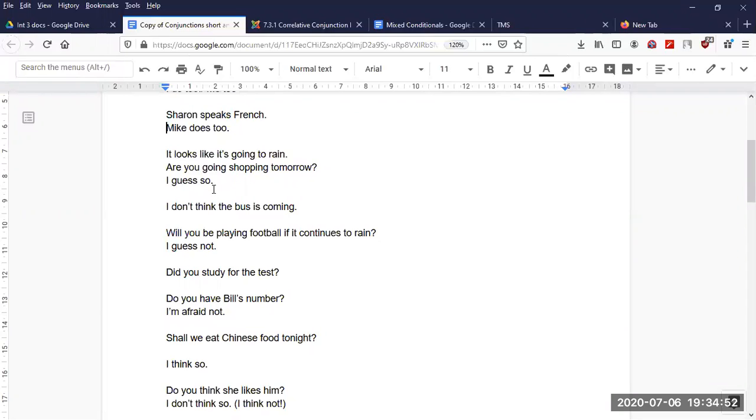I guess so means that we don't know 100% if something is true or if something is going to happen, but we are quite sure that it probably will. So it looks like it's going to rain. I guess so.